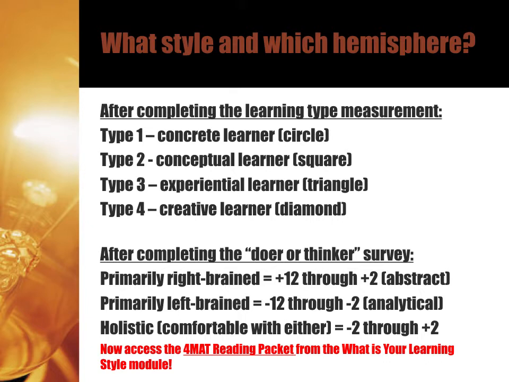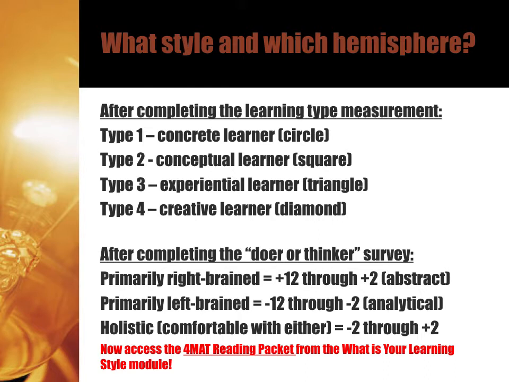Now in the doer or thinker survey, if you scored a +12 to a +2, then you are primarily a right-brained thinker, meaning that you think very well in the abstract. Oftentimes we consider these creative thinkers or people who are very artistic, etc. If you are a -12 through a -2, then you are primarily a left-brained thinker, meaning that you're very analytical. You see this oftentimes in the hard sciences and mathematics.